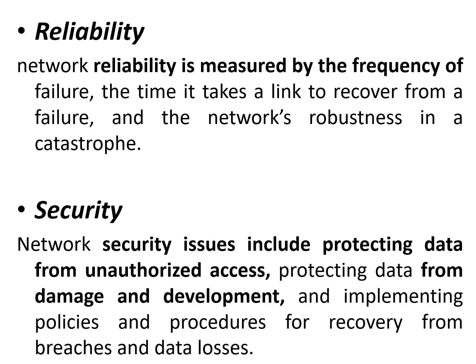Now the second criterion of network performance is reliability. Reliability is a measure of the frequency of failure, how long the device is durable or how long the network is durable, the time it takes a link to recover from a failure, and the network's robustness in a catastrophe. So this is considered to be reliability.